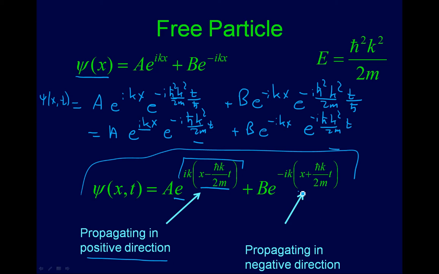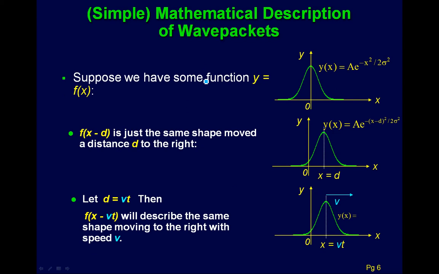And then the same idea here, x plus some constant times t, gives us something propagating in the negative direction. So we can interpret these two solutions, this one propagating in the positive direction, this one propagating in the negative direction. Now you've probably talked about this in physics. There are lots of ways to think about this. For me, the easiest way is thinking about mathematical descriptions.